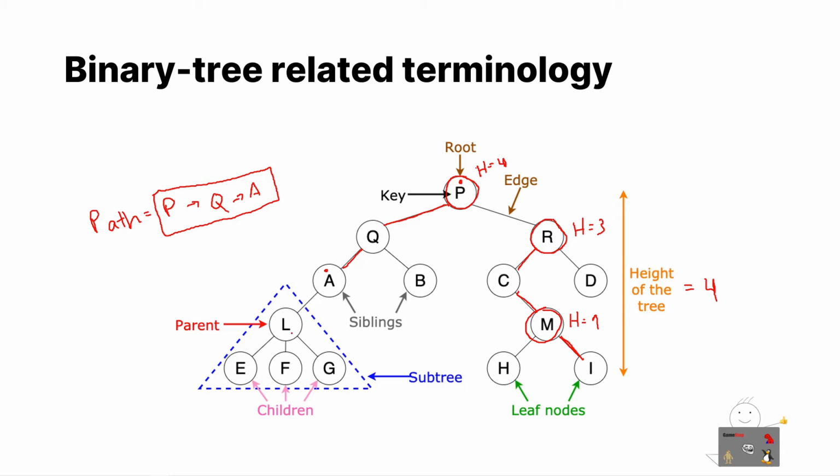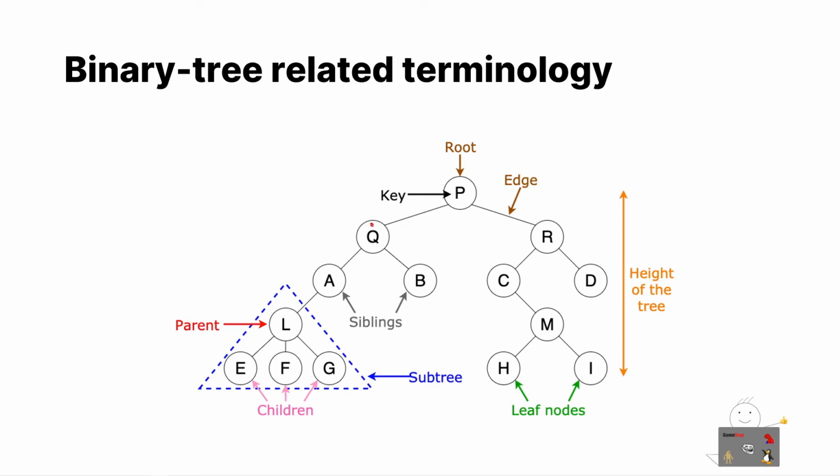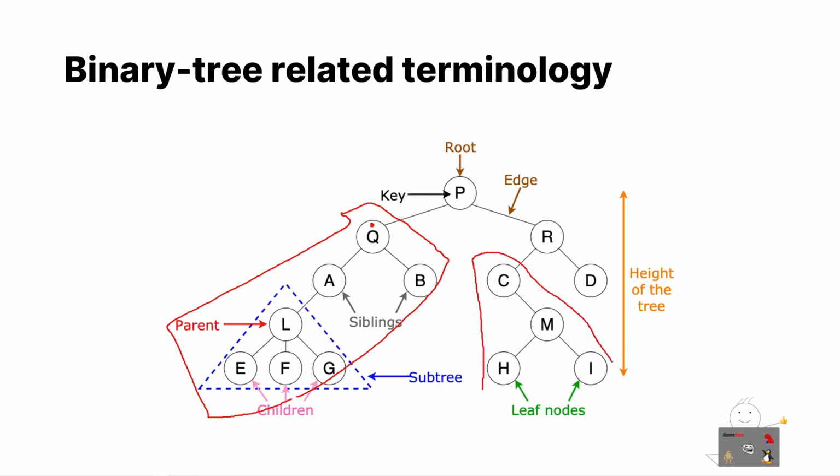Correct. But let me erase everything so we have a clear picture. Q is also a root of a subtree. Q is the root of this whole subtree. If we imagine this only being a tree, Q would be the root. It's just a subtree of the whole tree, a little division. And in this little division, our root would be Q. The same thing applies. If we think this as another subtree, our root would be C.